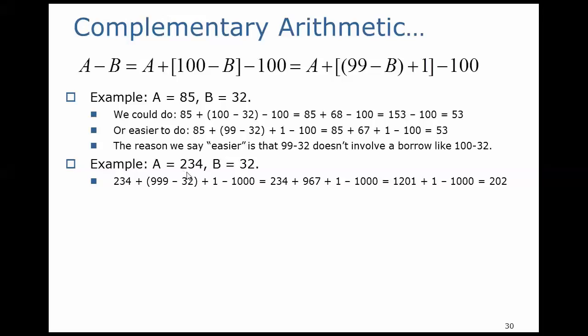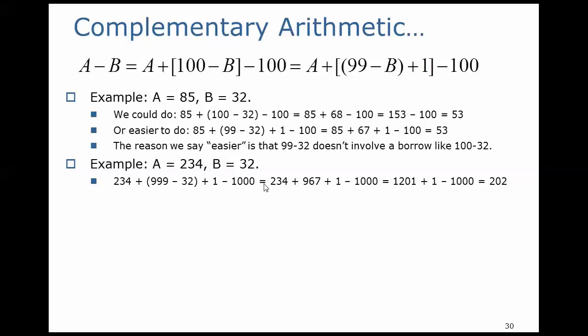One last example, let's say that we had a 3-digit number, 234. There we would do 234 plus the 9's complement of 32. We're going to do 0 minus 9 is 9 right here, and then 3 minus 9, that gives us 6, and then 2 minus 9, that gives us 7. Then we'll add 1 to get the 10's complement. And finally we remove the last carry. You do all that addition and you end up with 1202. Take off the carry and you get 202, which is the answer.